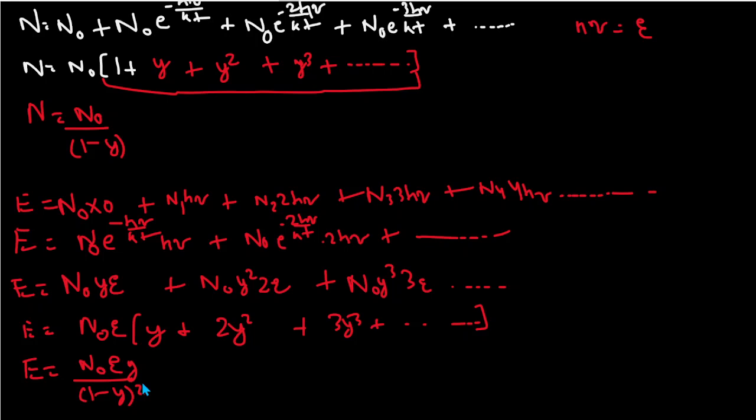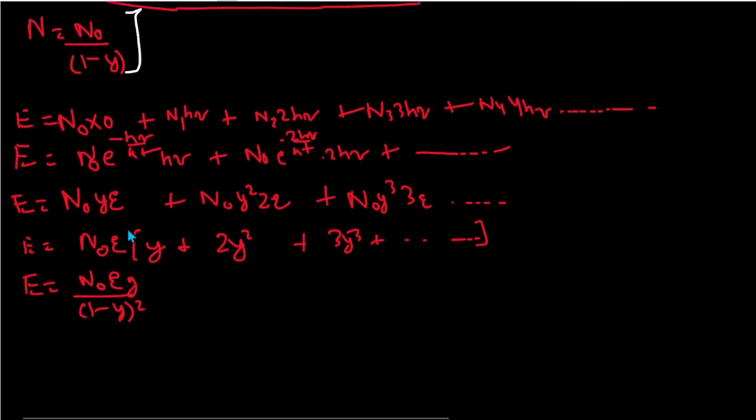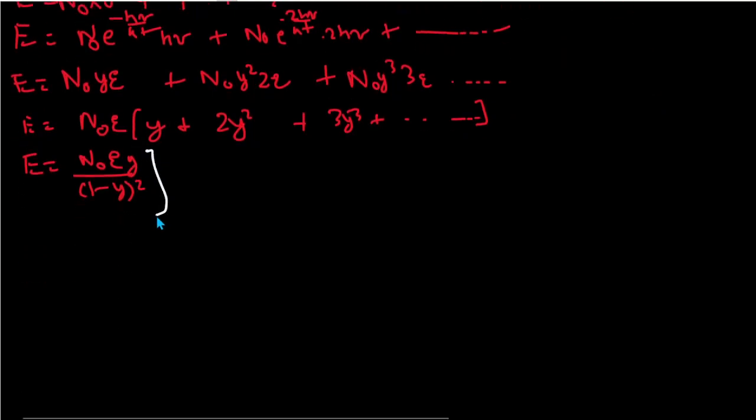Now we have both the total energy of the Planck oscillator and the number of the Planck oscillators. So how can we find the average energy of this particular Planck oscillator? Let's find out the average energy of the Planck oscillator. Remembering this particular formula is very important.